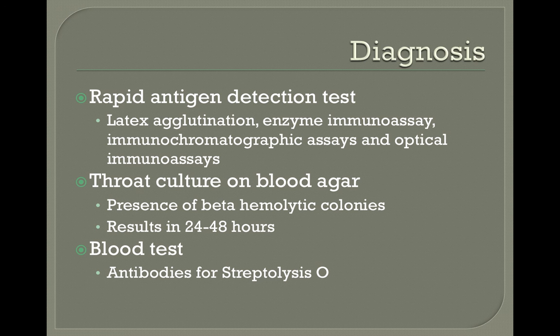For strep throat, the gold standard is a throat culture on blood agar, and the presence of beta hemolytic colonies is positive for S. pyogenes. The only downside is that the results take 24 to 48 hours. So usually a rapid antigen detection test will be used instead, although the throat culture is more sensitive.